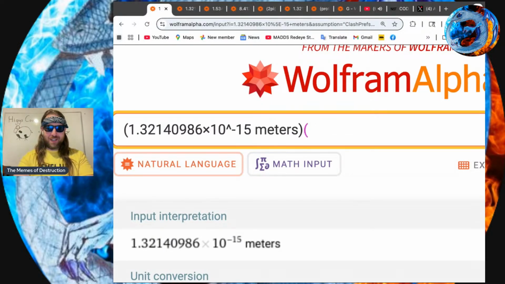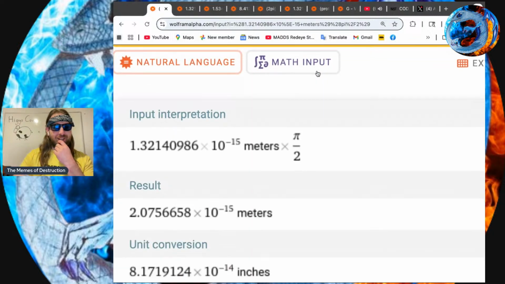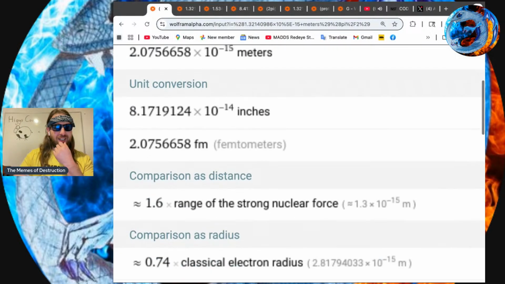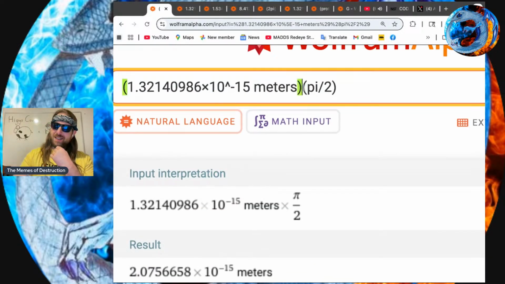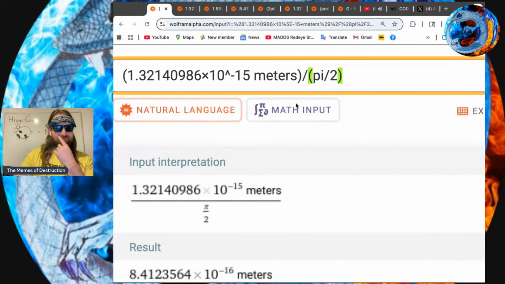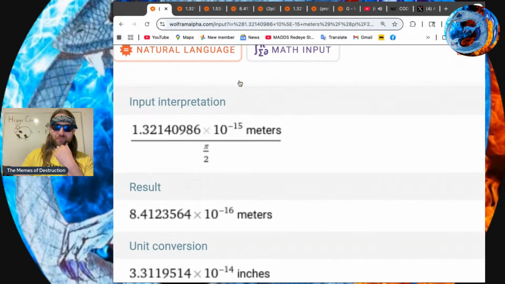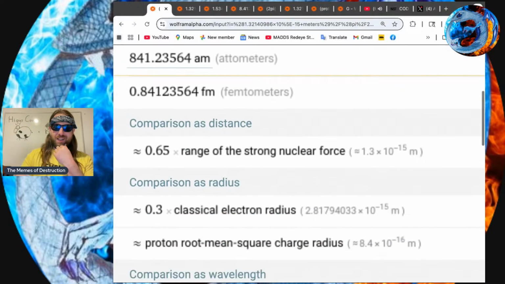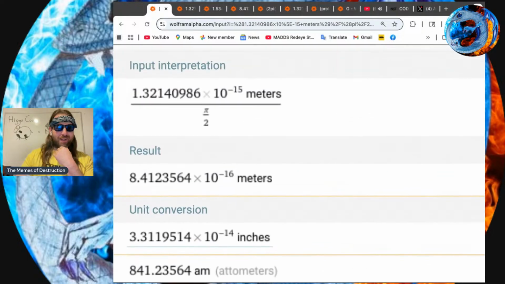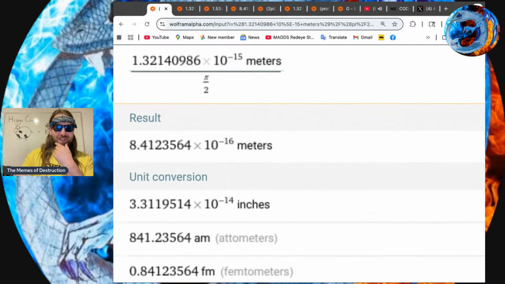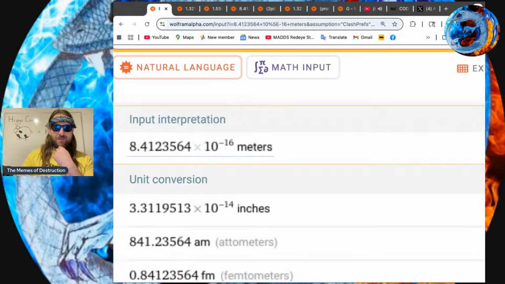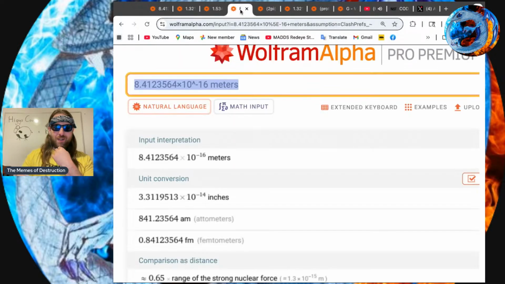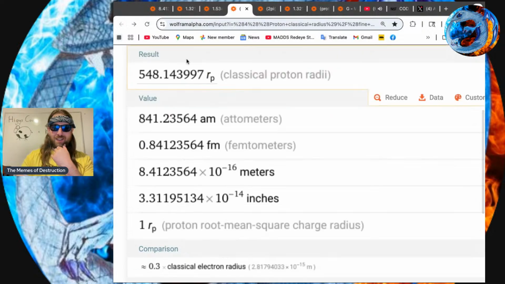Let's try pi divided by 2, because this is the Compton wavelength. That wasn't the right direction. Divide it. There we go. Okay, and then we get our number there. Because at 8.41, let's just click on that here. 8.41, let's grab another number that we had calculated.